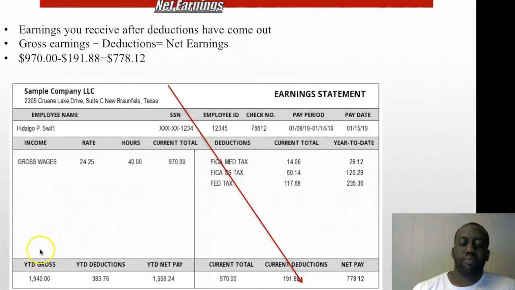$778.12. So keep in mind that whenever you see gross earnings on the pay stub, this is not the amount that will be deposited into your account. This is the amount before taxes, and the net earnings will be the amount after you have your mandatory deductions, which will be taxes, and any other deductions.